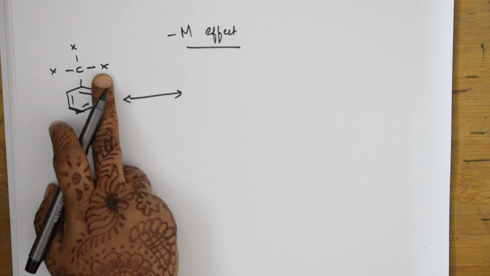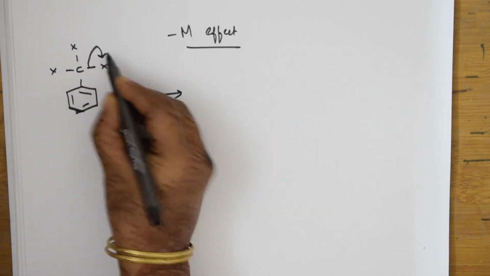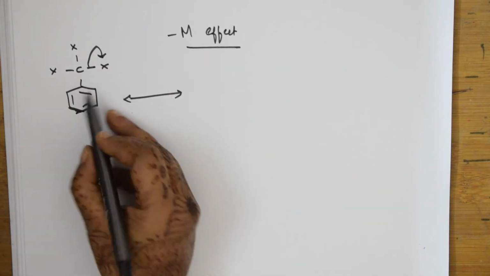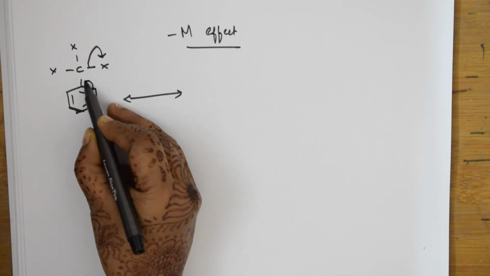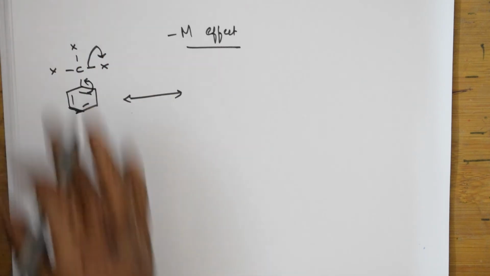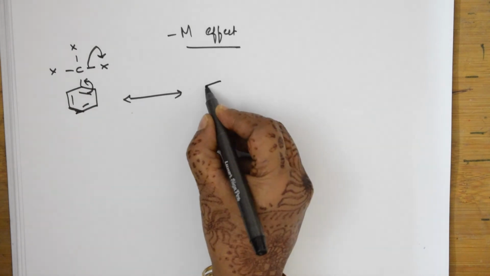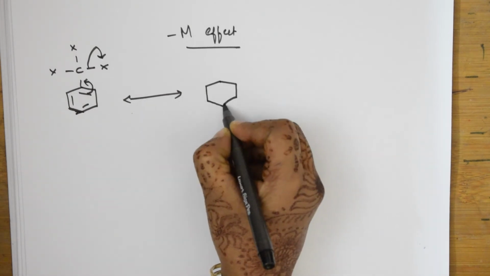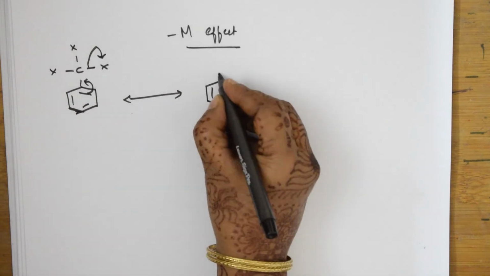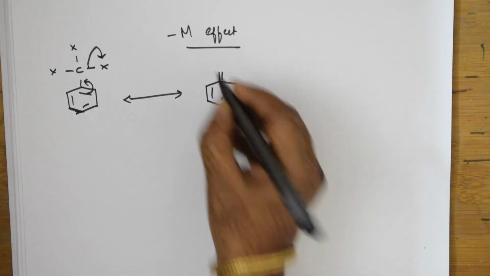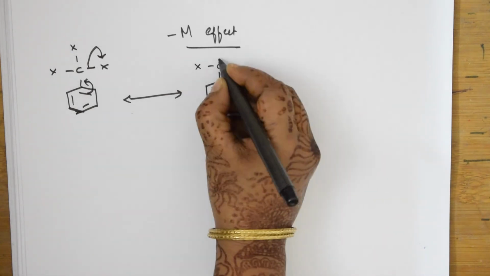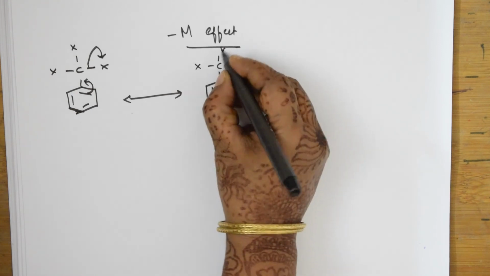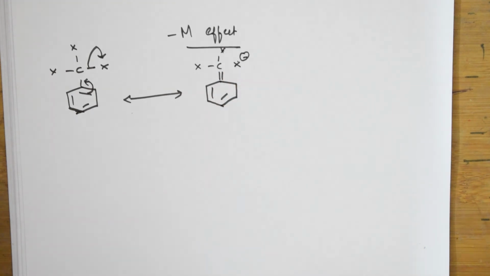First important thing, whenever I have minus M effect, that means an electron withdrawing group, the more electronegative atom starts withdrawing electrons towards it. When it withdraws the electrons, this bond starts shifting because it tries to drag the electrons towards itself. What do we get? We get a benzene ring like this. This bond is shifted, becomes a double bond. Now this is C, X, X, and this is a negative charge.